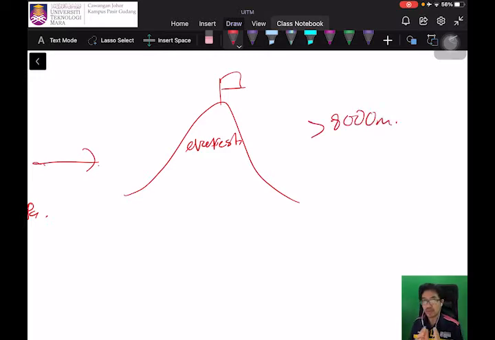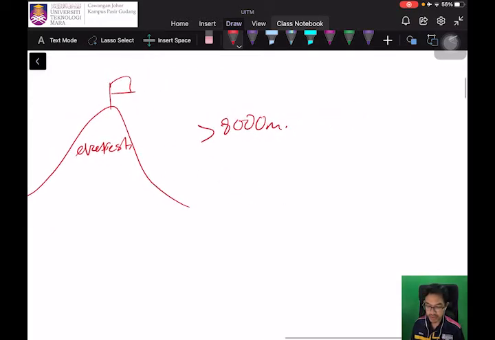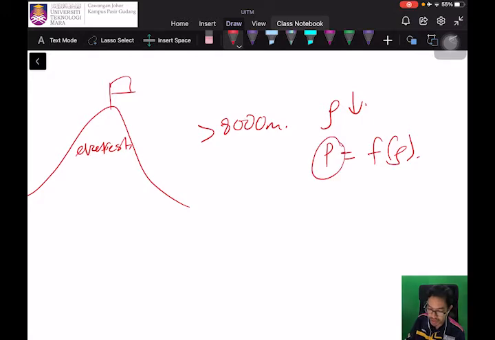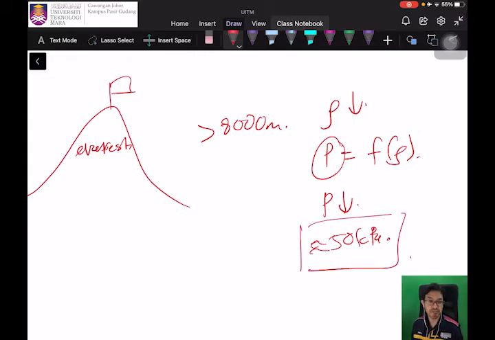So if you go to the top level of the earth here, it means that the thickness of the air there will be lower, and this will make the density of the air lower also. Because the pressure is a function of the density, if you have the lower density, you also will experience the lower pressure here. Let's say it's around 50 kPa. So what will happen if we boil the water at this value of pressure?